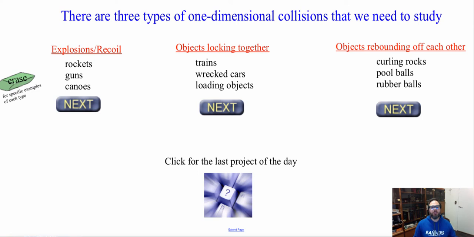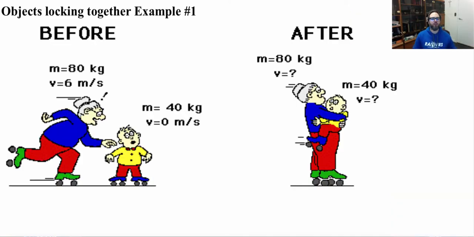So now let's look at a couple of examples of some interesting one-dimensional collisions of objects that collide and lock together. So here's my first locking together example. We have a grandmother on roller skates going at 6 meters per second, roller skating down, and we have a child going at 0 meters per second. The grandmother then picks up the child and continues skating. We want to know what is the velocity of the child and grandmother after the collision together.